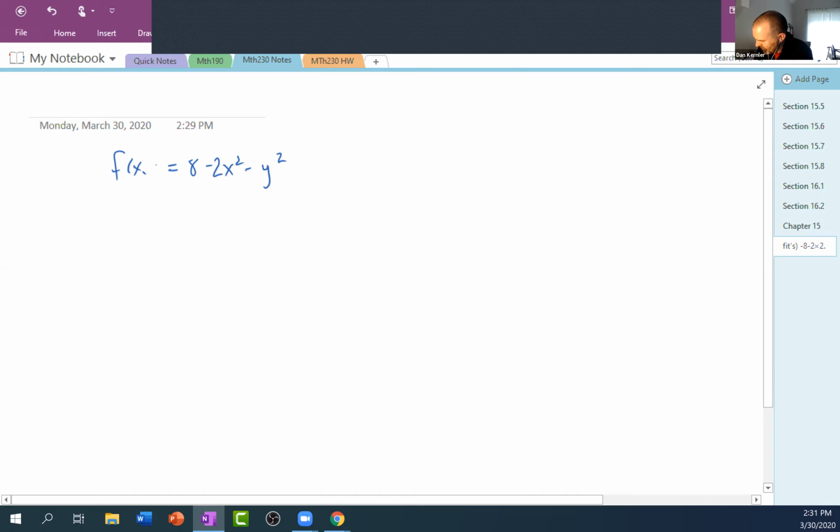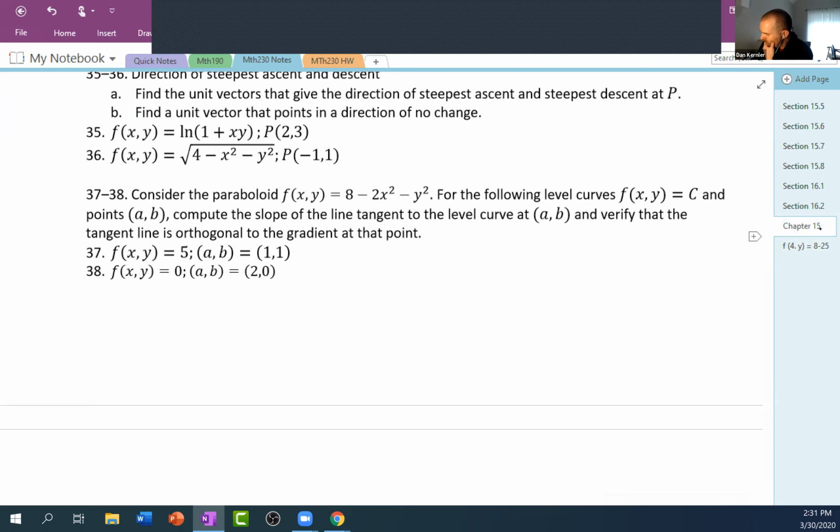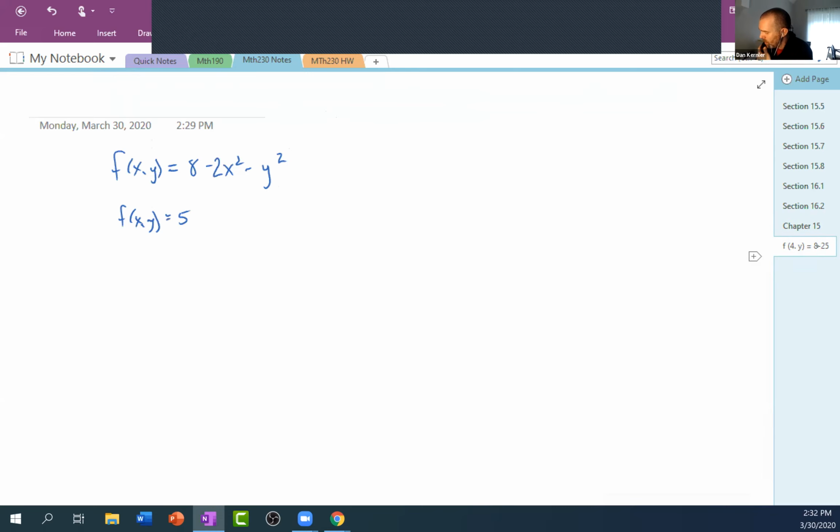Okay, and then f of xy, this is our level curve, and it's a level curve because we know f of xy is this function, but we're treating it as a constant, okay? And then we're trying to compute the slope of the tangent line at that point, and then verify that the tangent line is orthogonal to the gradient at 1, 1. So we're at the point 1, 1.